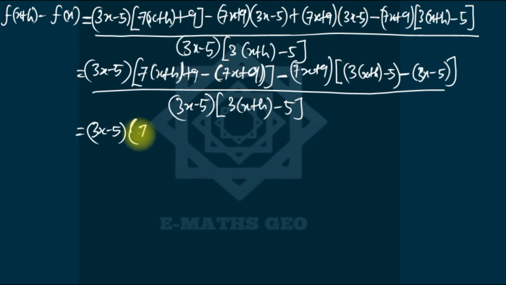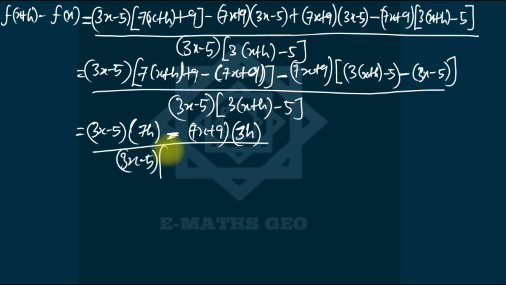So 7 times x is 7x minus 7x gone. 7 times, we're left with 7h. There are 7 times h. Plus 9 minus 9 is gone. So we are done with this one. So for this, we repeat 7x plus 9. So look at the bracket, the same. 3x minus 3x. So we are left with 3h because this is gone. Minus 5 plus 5 is 0. So I have 3h over 3x minus 5 times 3 times x plus h minus 5.